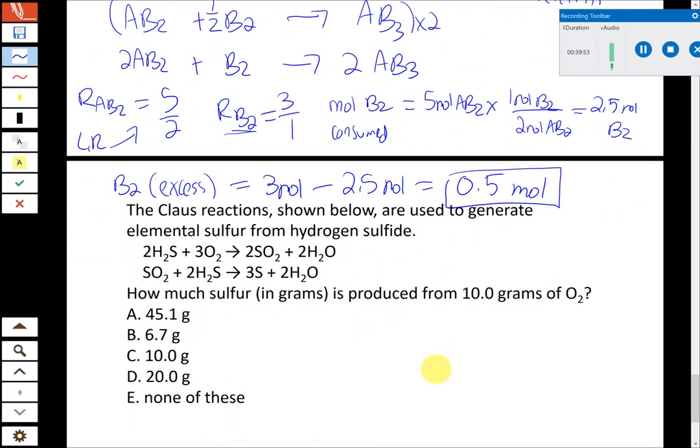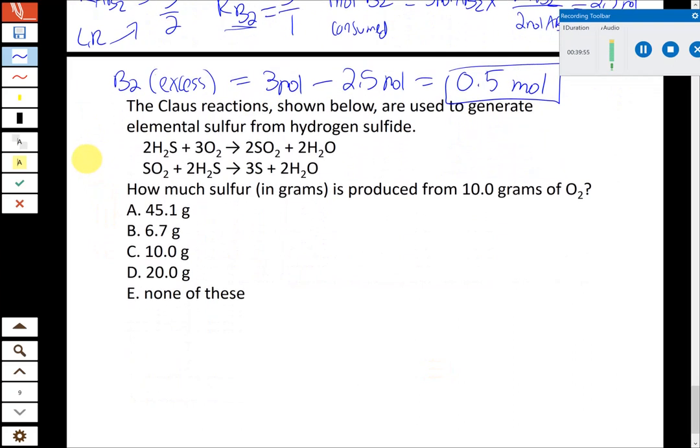All right, last problem I want to go through is one that we didn't exactly cover in class. There are two ways to do it, but at this point probably only one of those two ways is something that we would have really been comfortable with. So the Claus reactions, I should say, are used to generate sulfur from hydrogen sulfide. So this is sort of a two-step reaction.